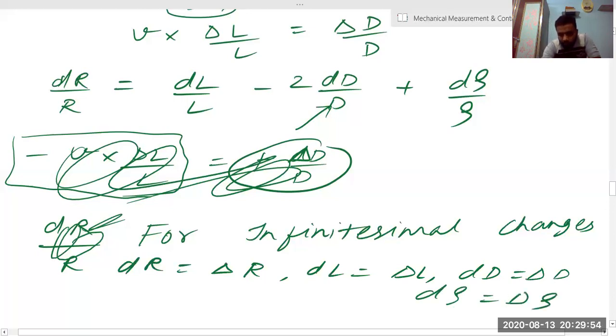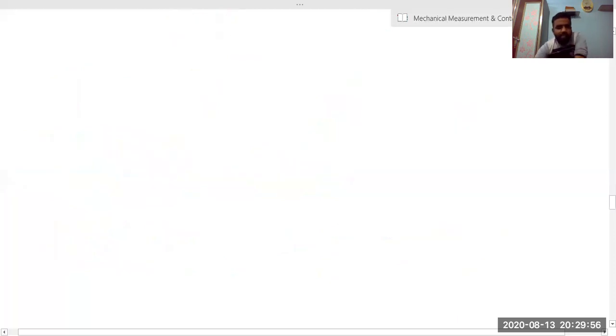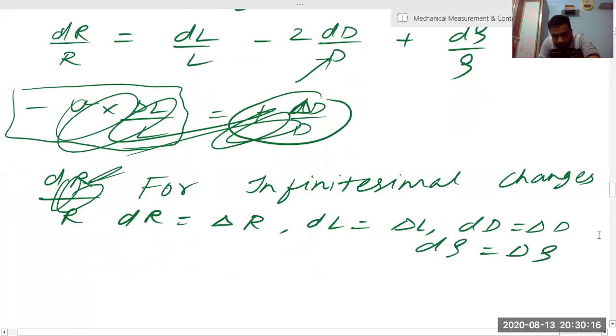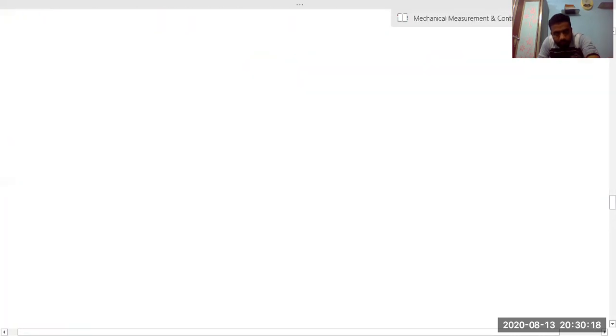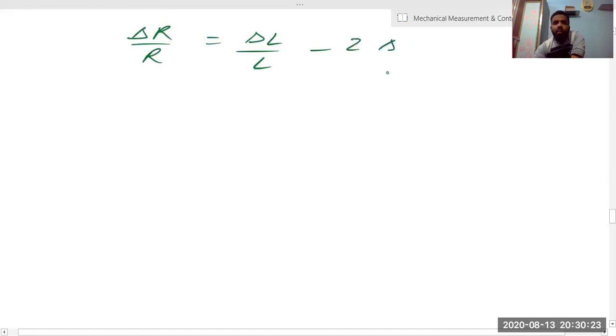So after doing this, I'll change the equation like this: delta r by r is equal to delta l by l minus, I think there was a 2 also, if I can remember, yeah, 2 times delta d by d, plus delta rho by rho.